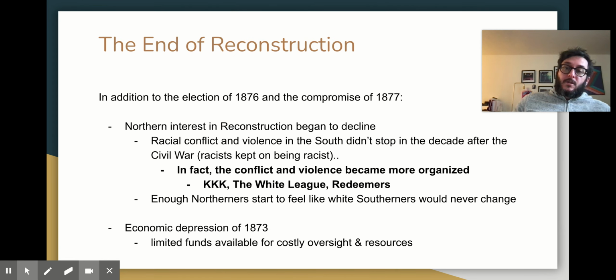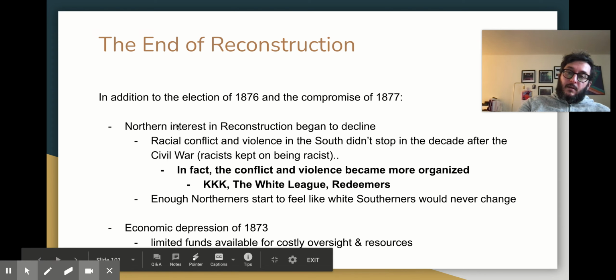End of Reconstruction again. In addition to the election of 1876 and the Compromise of 1877, the end of Reconstruction is happening for a bunch of different reasons. The first reason might be the most relevant: Northerners just lose interest. Reconstruction is expensive. It requires troops, so it requires people to leave their homes and spend time living in the South. It requires a lot of time, a lot of oversight, a lot of effort. After 10 years or so of this, the North is getting a little bit bored.